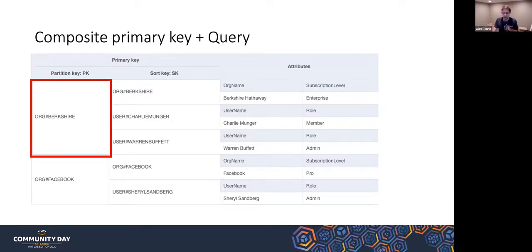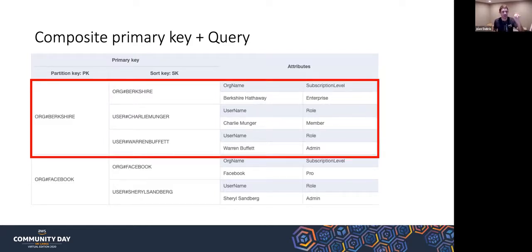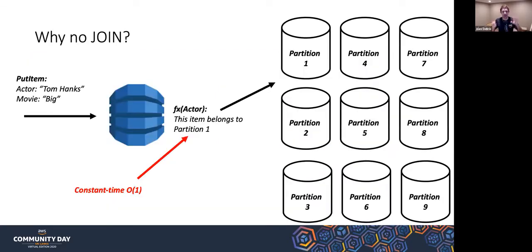So we have multiple items with the same partition key, and we can query directly by a partition key in DynamoDB. There's an operation called query that allows you to fetch all items with the same partition key. We could do that here. In this case, we can use org#Berkshire, and that would get us these 3 items back. And again, this is a very efficient operation because of this chart that we talked about earlier.